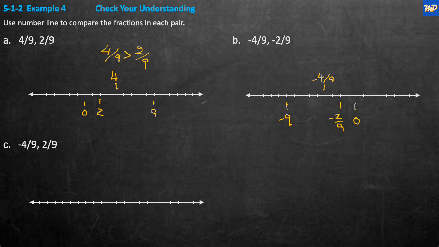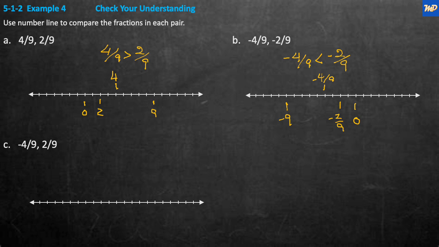Which one is more positive? The number to the right. And the negative 2/9 is more to the right than the negative 4/9. So that means that we can write negative 4/9 is less than negative 2/9. See how the sign switched when we changed from positive to negative? This is now negative, greater than, this is less than. Over here, 4/9 and 2/9.